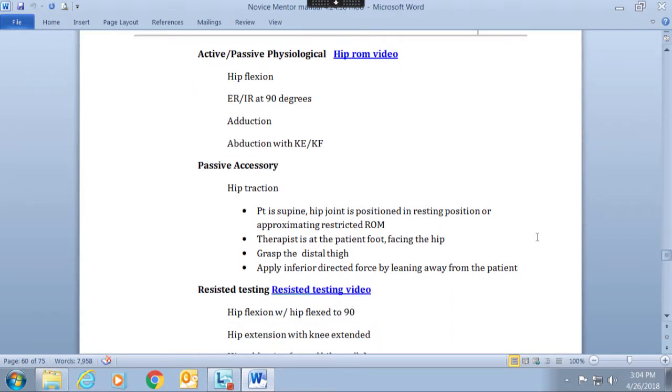Passive accessory, remind yourself, just going to do a little bit of a traction type, inferior directed force. And the key to remember for this one is that you want the patient in a resting position, an open pack, which is a little flexion, abduction, some external rotation.